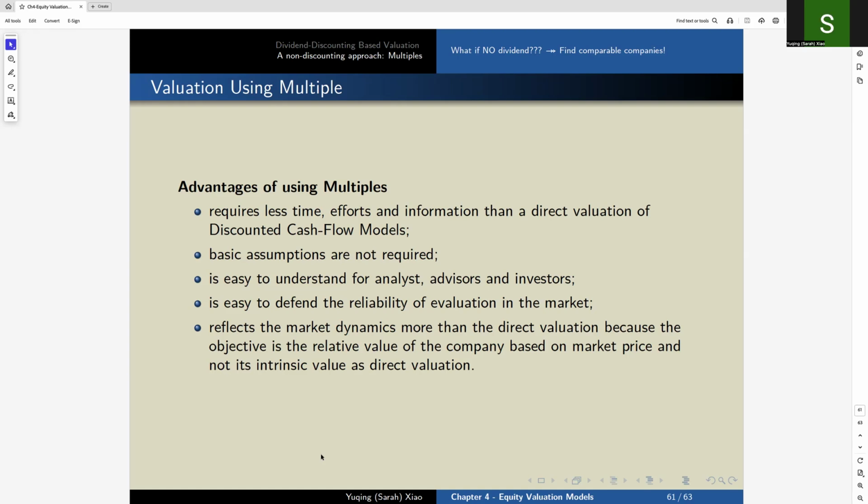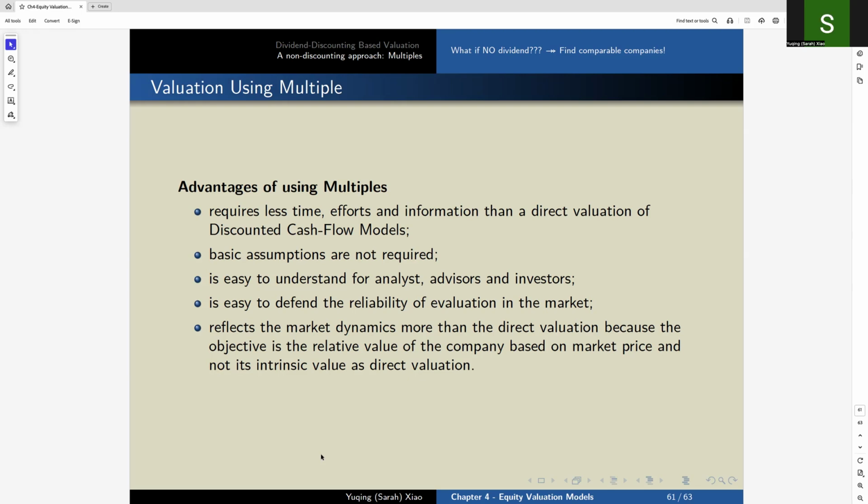Now it's time to talk about why multiples are so popular in practice. First, they are fast and simple. You don't need to project detailed cash flows far into the future. Just find a benchmark ratio and apply it.